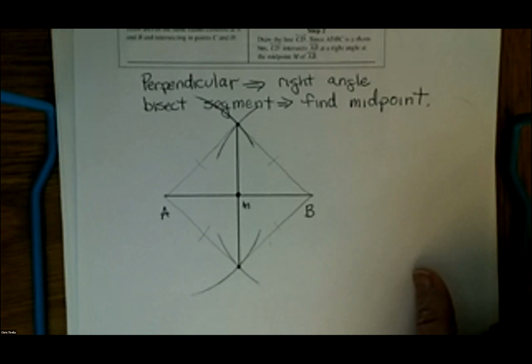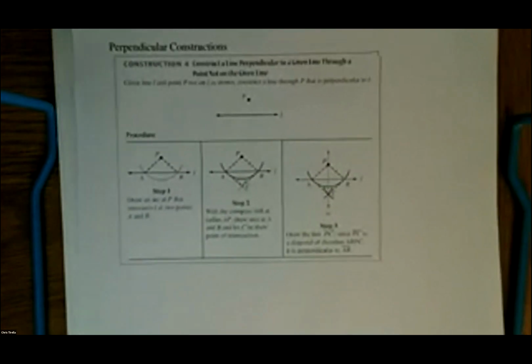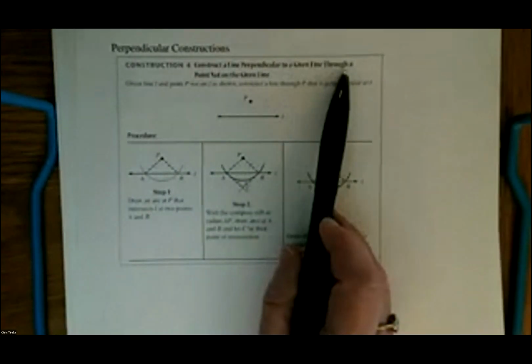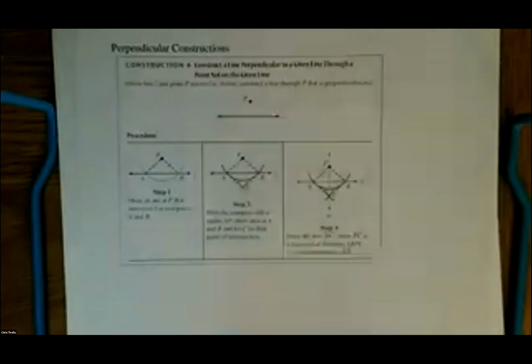And again, this is our fourth construction. We're going to have 6 different constructions, and you are going to need to be able to do each of them. Then the next 2 constructions are both for perpendiculars. One is to construct a line perpendicular to a line through a point not on the line.